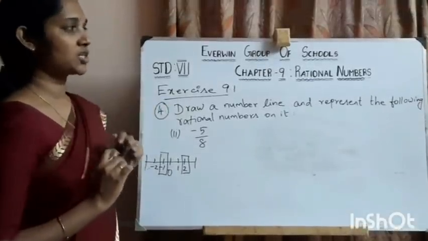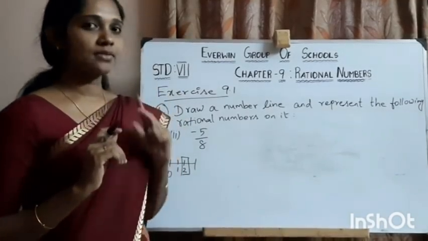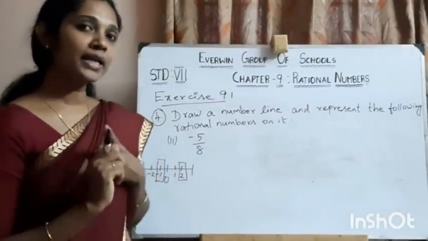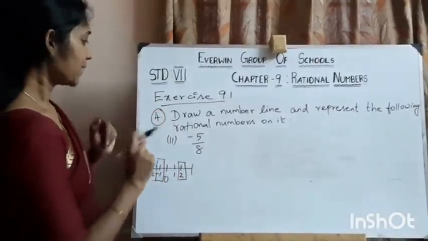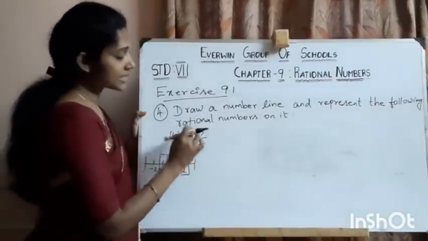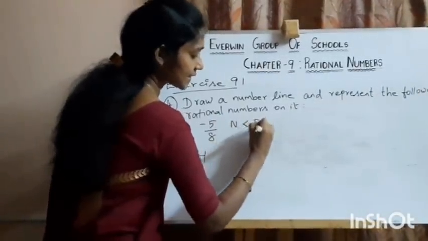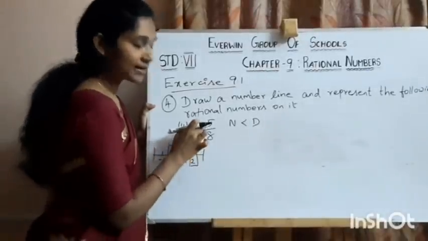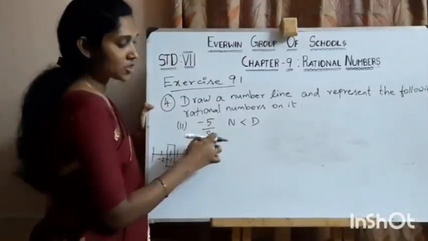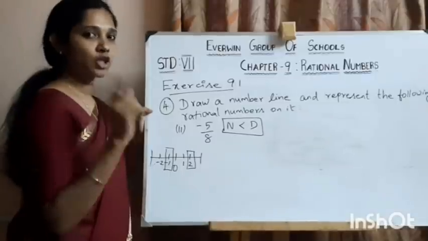So how about rational numbers? It is also very easy, but you have to remember two things. One is that the numerator is less than the denominator, and the other is that the numerator is greater than the denominator. In this sum, the given rational number is minus 5 by 8. So here the numerator is lesser than the denominator. Numerator is 5, denominator is 8. So 5 is lesser than 8, so it will come under this category, numerator lesser than the denominator.